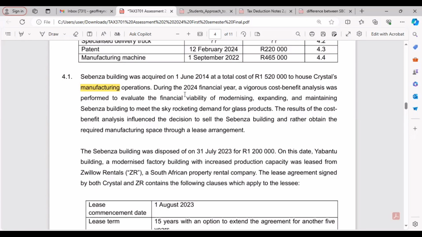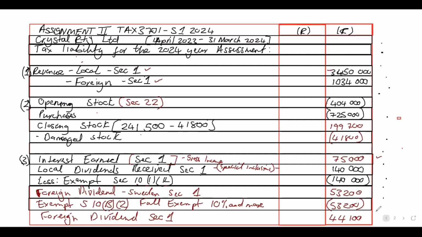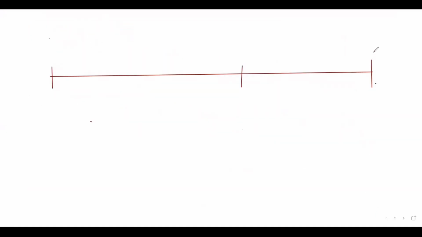So now what will affect many students is the timeline. You bought this on 1 June 2014, and it was disposed when? 30 June 2000 what? For that price. Right, so we deal with our timelines. So we've got our year end is what? 31 March. 2024. The previous year, 31 March 2023, right? When did we sell it? July. Somewhere here. So you see, July is within the current year.